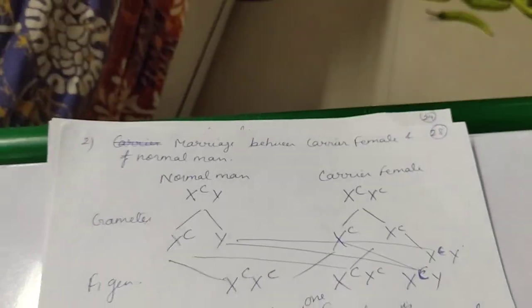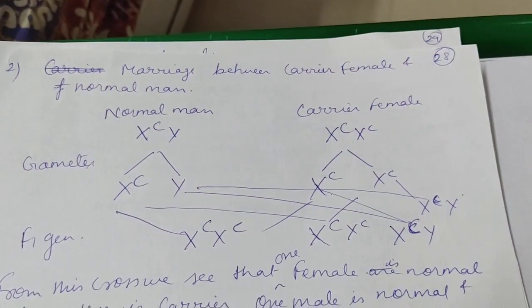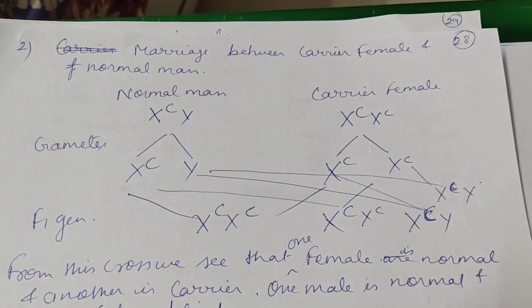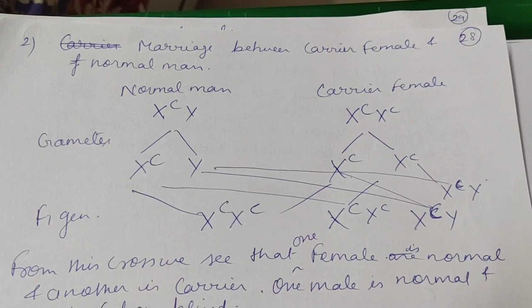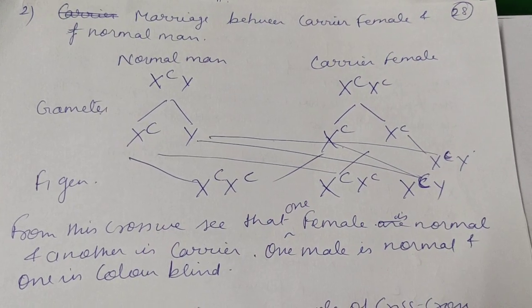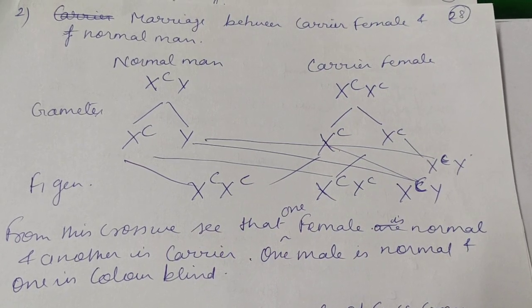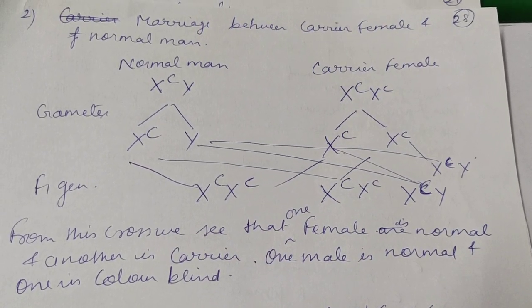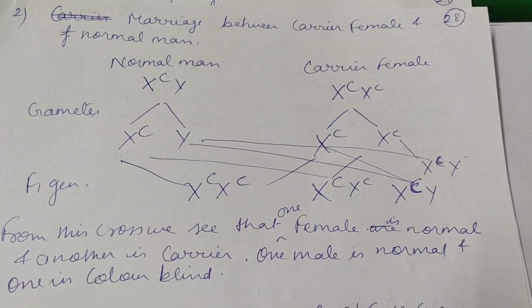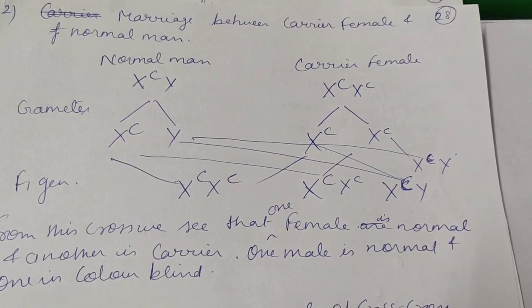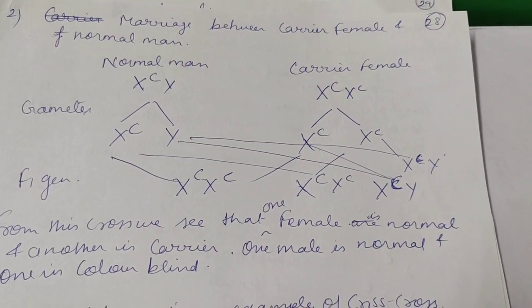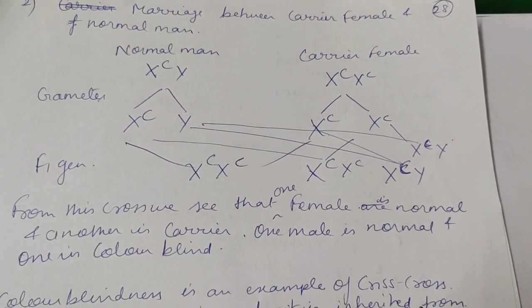Now when this carrier female gets married with a normal man, what happens? X capital C Y is the normal man, and X capital C X small c is the carrier female. So you will see here that we get four offspring: one is a normal female, one is a carrier female, one is a normal male and one is a colorblind male. So we will get 25% of each type.